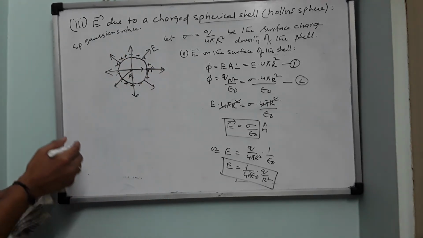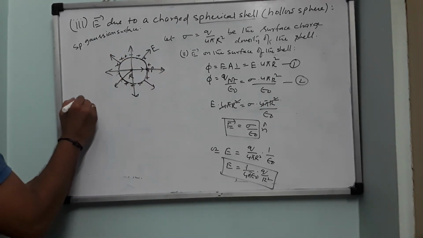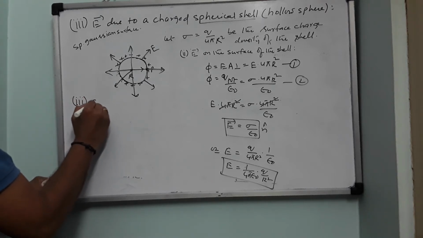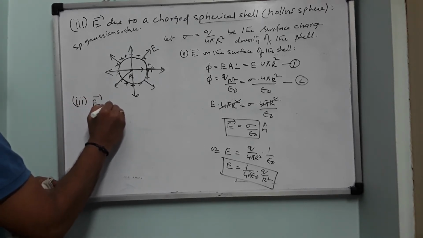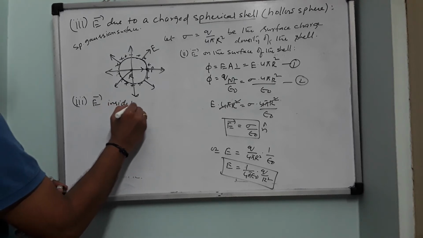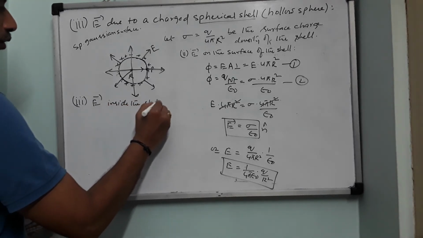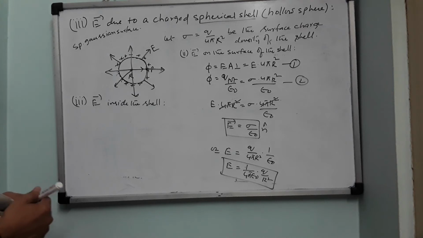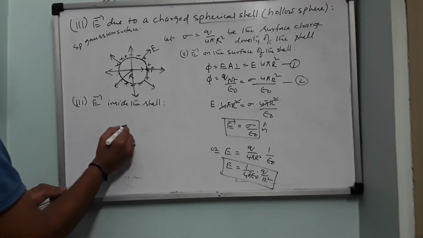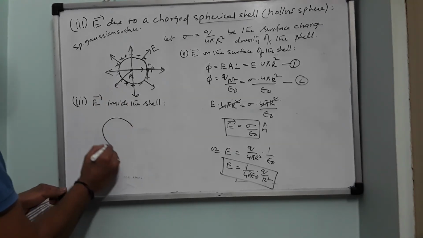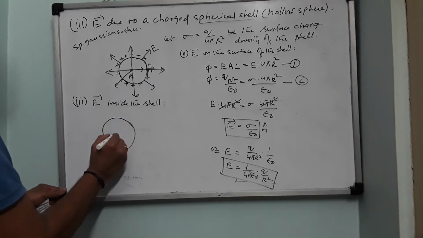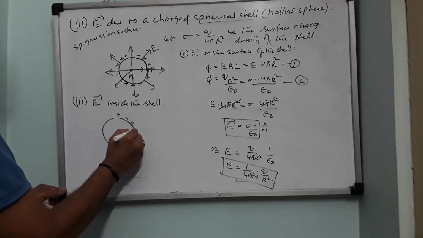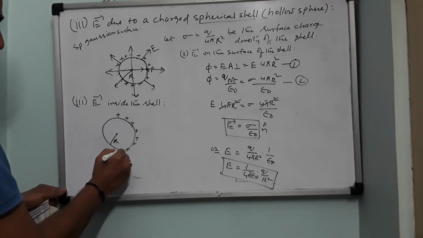Now, we have a third case, that is electric field inside the shell. While you are deriving, you need to draw the Gaussian surface for every case, even in the examination. Now let me draw this shell as it is, whose radius is capital R, and it is given a positive charge. So charge resides on the surface.